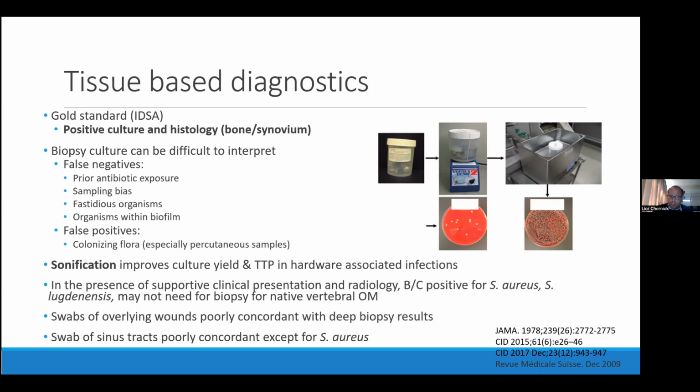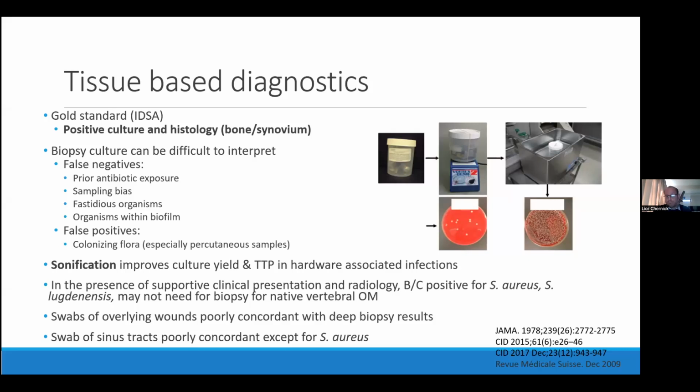There are times when you don't need a biopsy or you don't necessarily need microbiology from the area in question. In the presence of a supportive clinical presentation, and if you have supportive radiology, if you have a blood culture that is positive, for example, for Staph aureus or for Staph lugdunensis, and Brucella is in fact also listed on that, although it's not that common to recover Brucella from blood, then you may not need the biopsy, at least for native vertebral osteomyelitis. The IDSA guidelines talk about that.